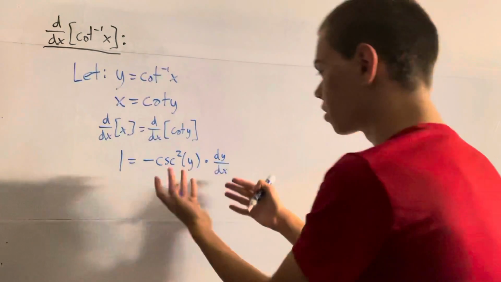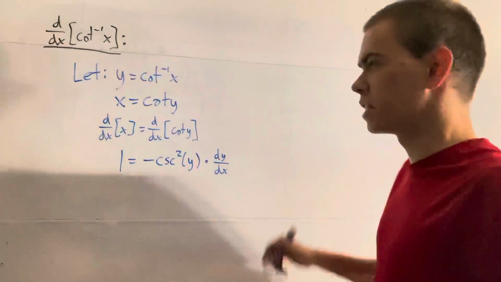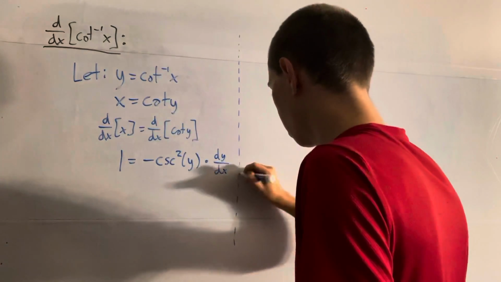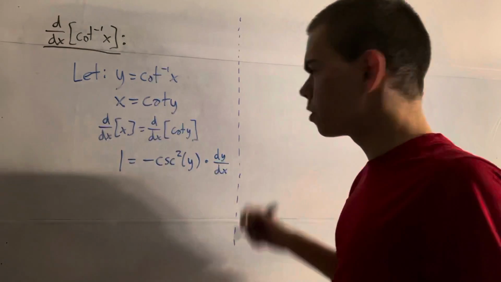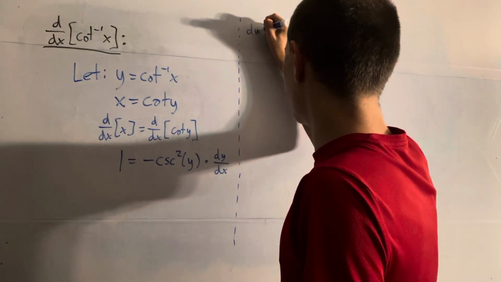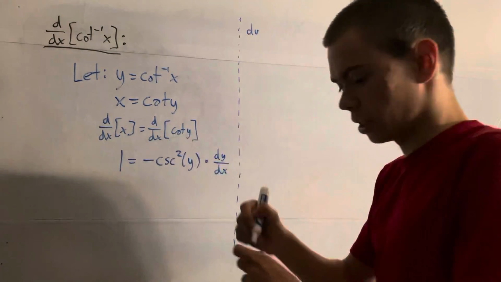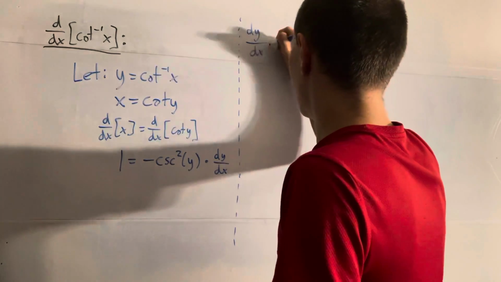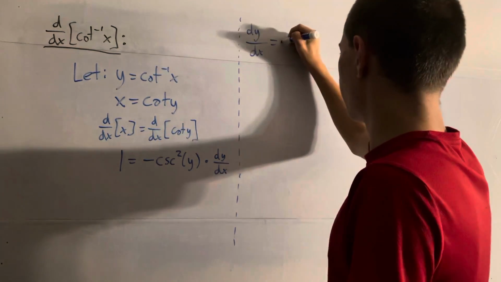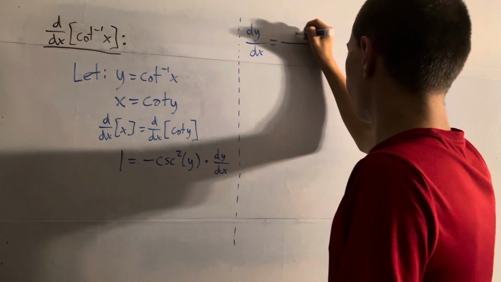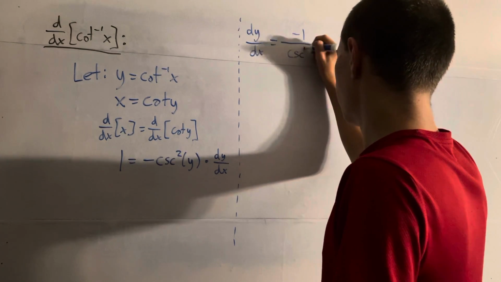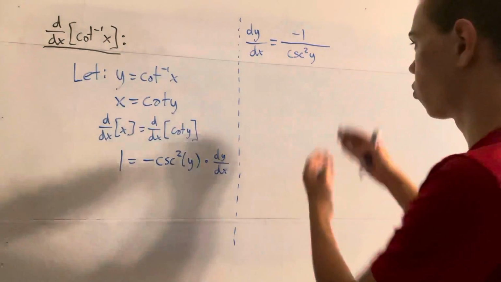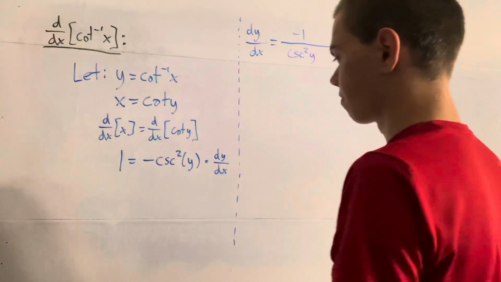So now that we have this, all we have to do is just solve for dy over dx. So solving for dy over dx, what we're going to get is negative 1 over the cosecant squared of y. That's pretty much what we're going to get.